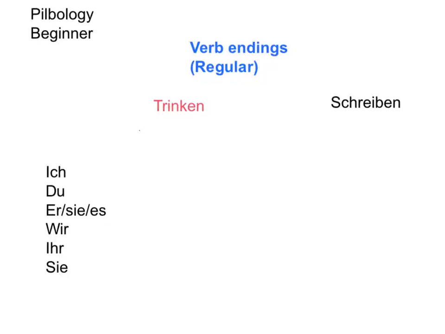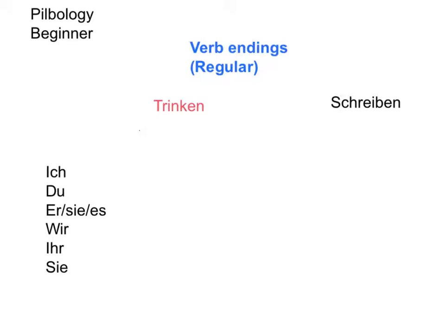We'll take two regular verbs. One is trinken, to drink, and the other one is schreiben, to write. Schreiben comes from scribe, even sounds quite similar to scribe something. A scribe was a term used a long time ago for someone who used to write things down. Think of the ancient Egyptian scribes, schreiben.